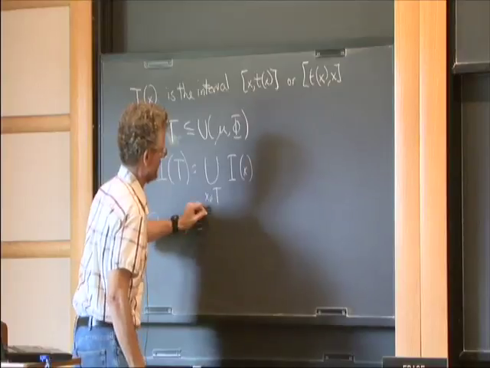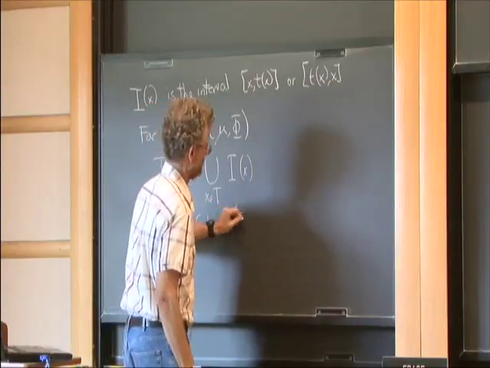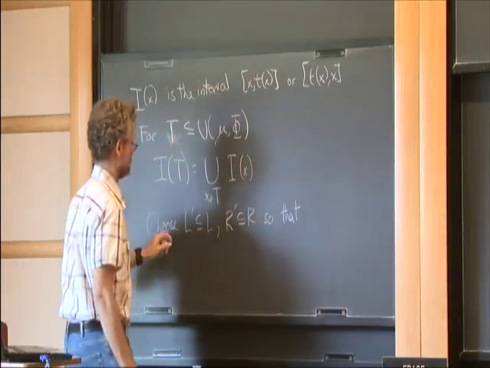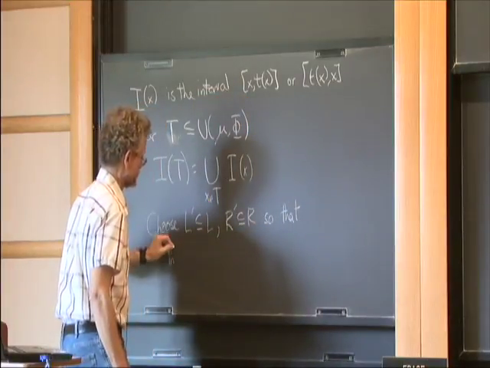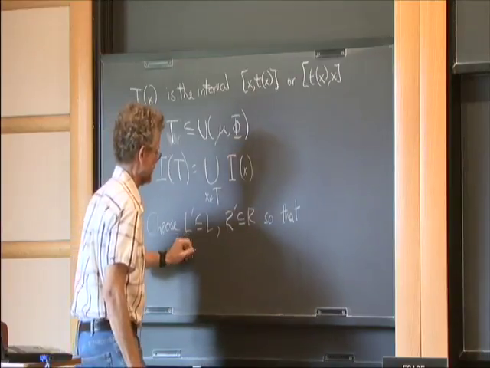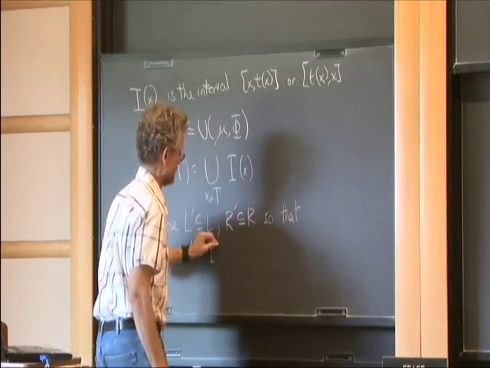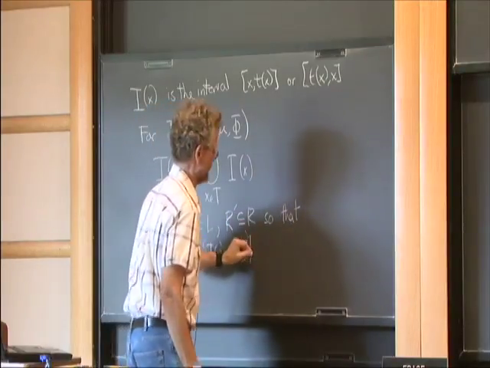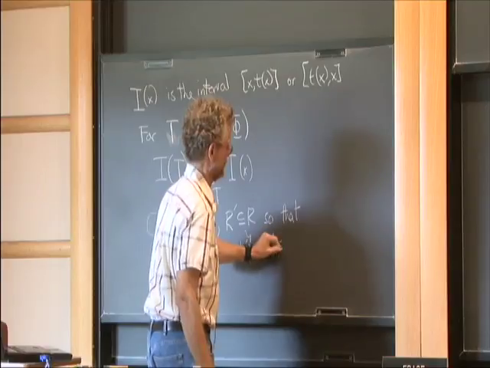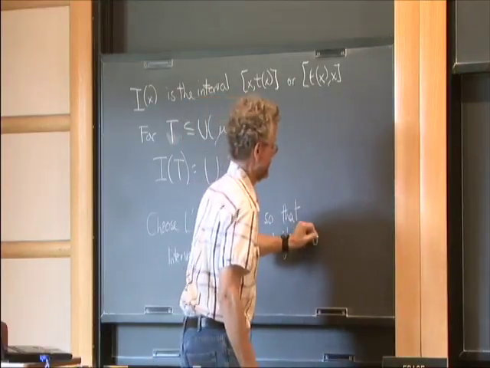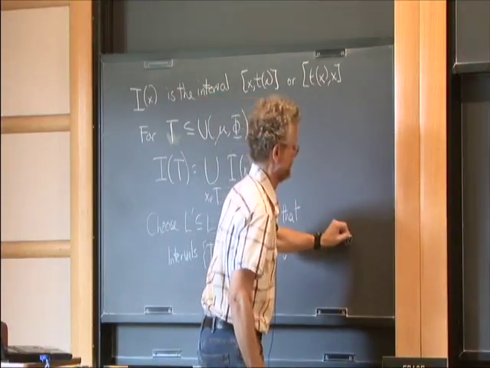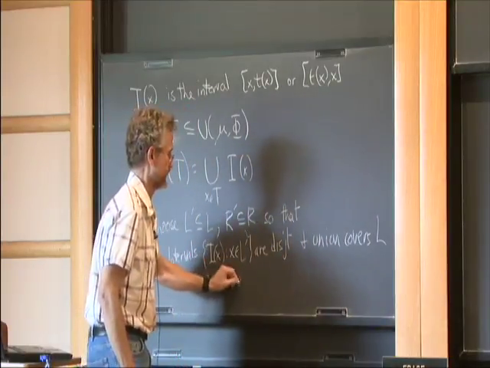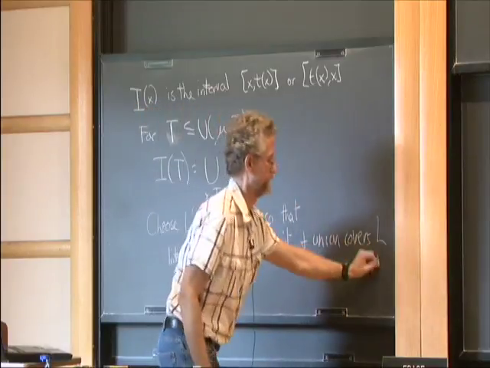So choose L prime in L and R prime in R so that the intervals I of X, X in L prime, are disjoint, and the union covers L, and the same thing for R prime, the union covers R.